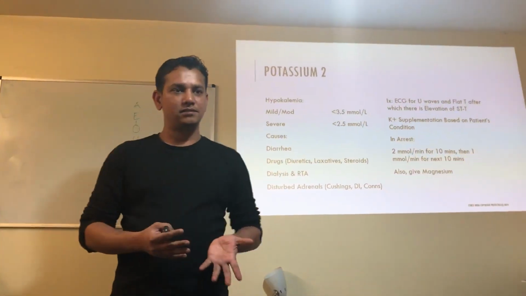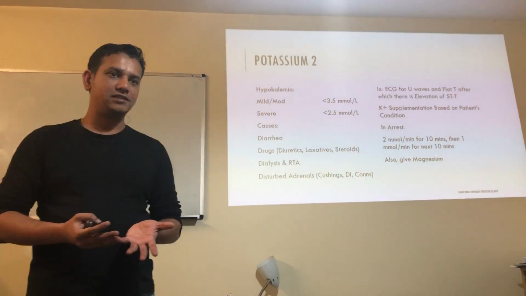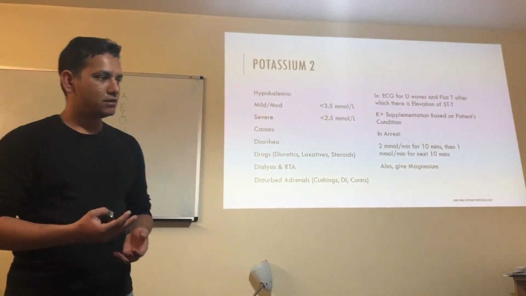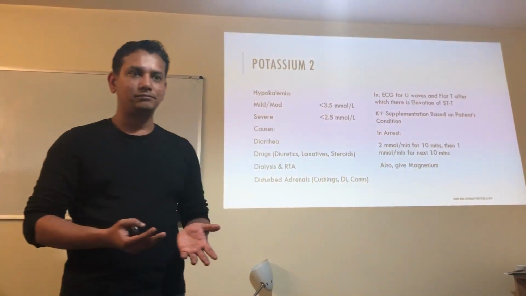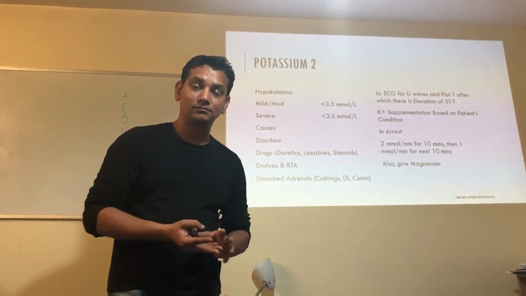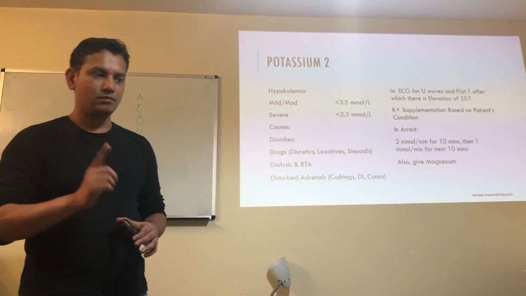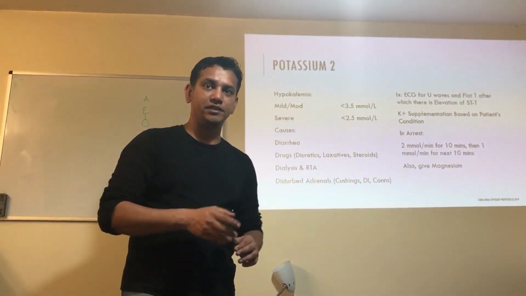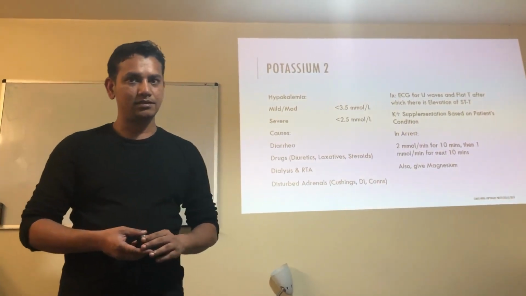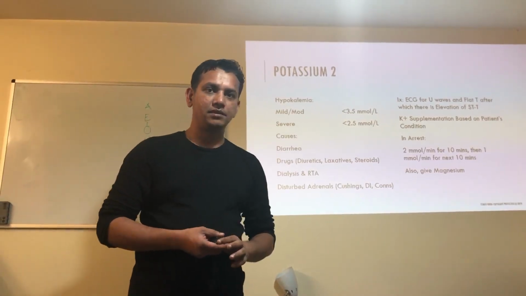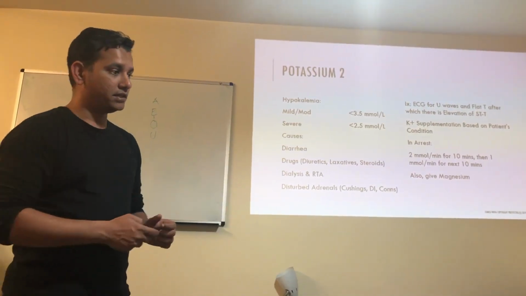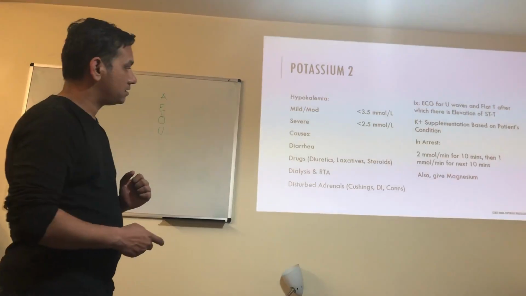Anything less than 3.5 is mild. Anything less than 2.5 is severe. So the most common causes of hypo: diarrhea, vomiting. Most common causes, diuretics. Dialysis can cause it. Renal tubular acidosis can cause it.